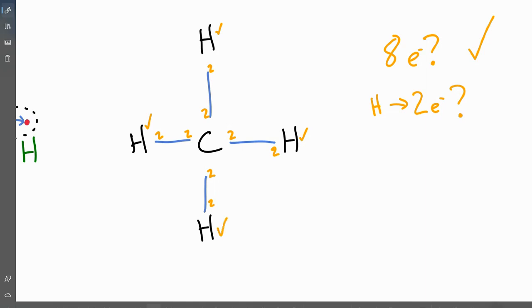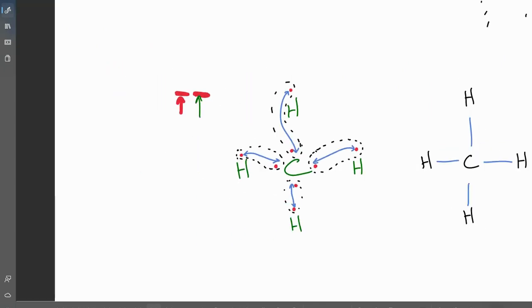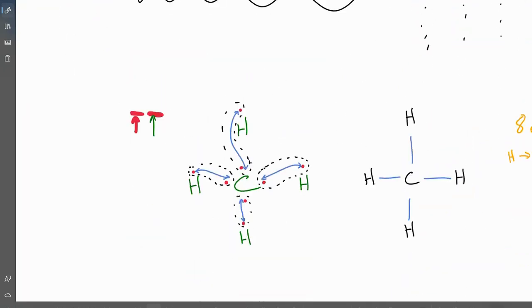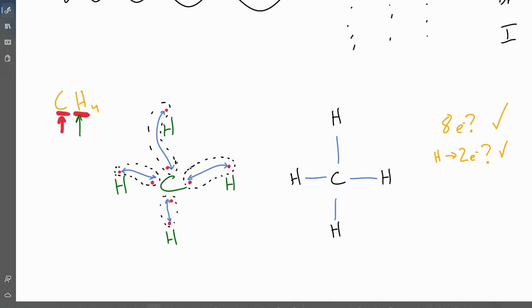All right. So we have now successfully concluded that each of these has 2 electrons around it, but the carbon has 8 electrons around it. So we are all good. That tells us that we are done. This is the Lewis structure of methane, CH4. All right. Perfect. That's how we draw Lewis structures.